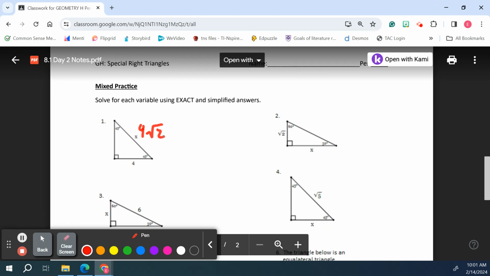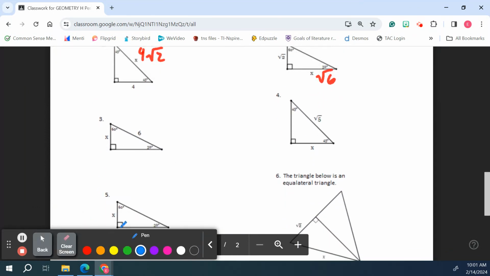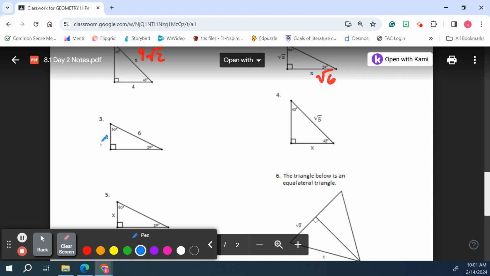All right, let's take a look at number 2. So that you're given the short leg. Connor, what is the long leg? Square root 6. Very good. Questions on these 2? All right, now here you're given the hypotenuse for number 3. Lauren, what'd you get for the short leg here? 3. Very good.